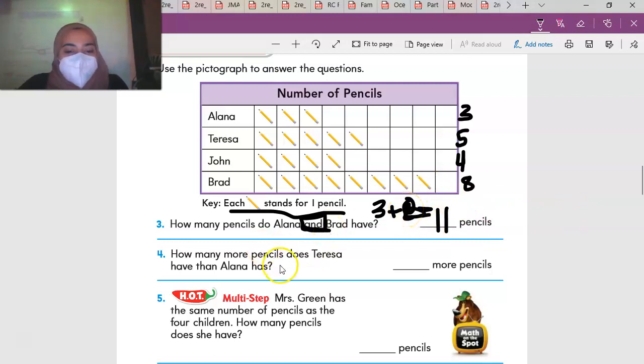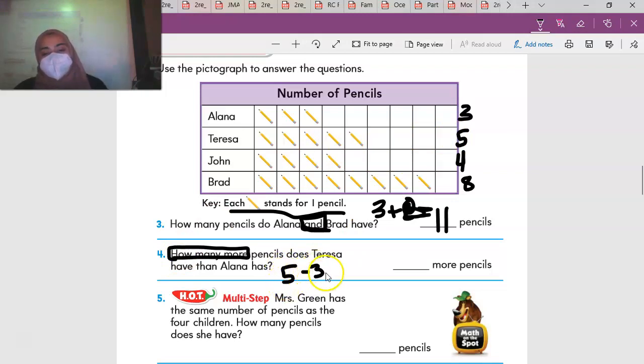Number 4. How many more pencils does Teresa have than Elena? What does "how many more" mean? Subtract. You need to box it. How many does Teresa have? 5. How many does Elena have? 3. 5 take away 3 is? 2. Yes, you have to show the math here.